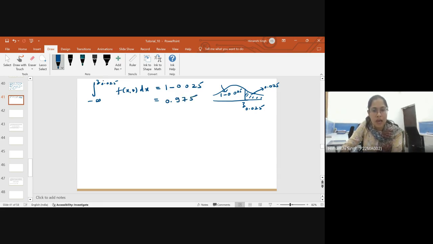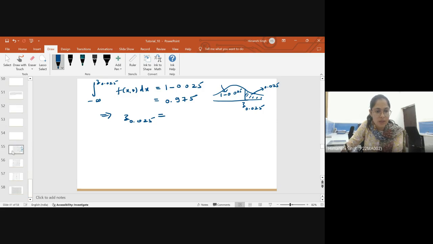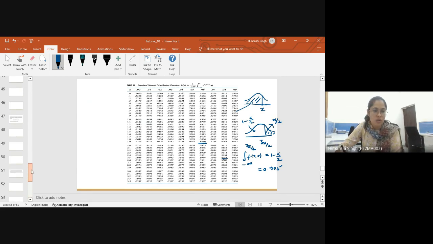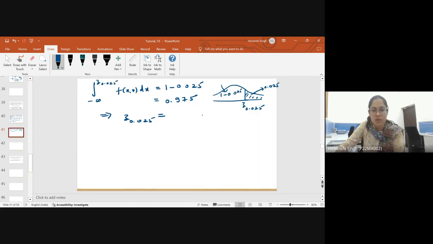Okay, so now we will find out this value in the standard normal table. So this implies Z 0.025 is equal to... where the 0.975 is coming here. So 0.975 is coming at 1.96, as we have previously calculated. So it will be 1.96. So we know now this Z alpha by 2 is also known.